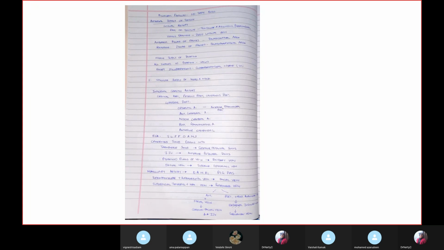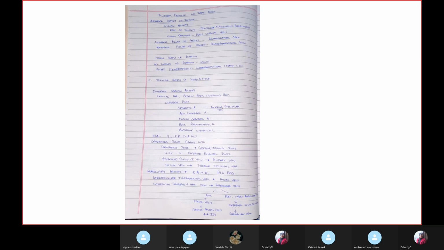So you have to write down all these things in a notebook like this, so that at the last minute you can revise it once again. Then moving on to the next one, vascular supply of head and neck. From vascular supply of head and neck, the important one is internal carotid artery.